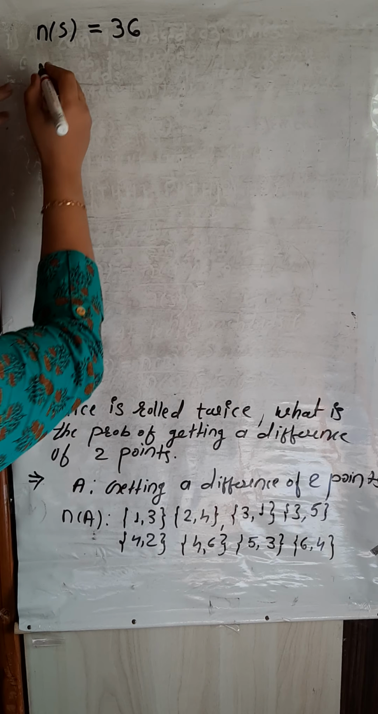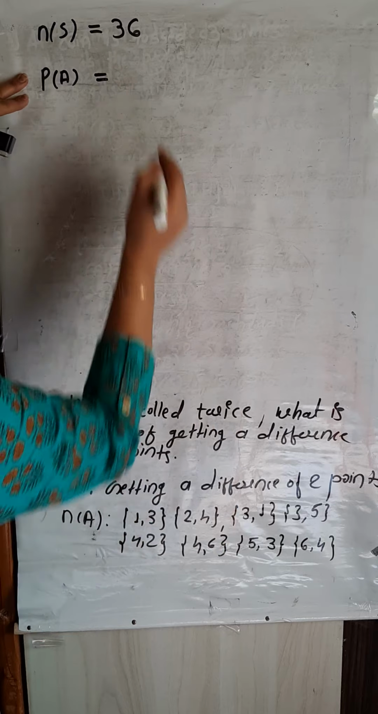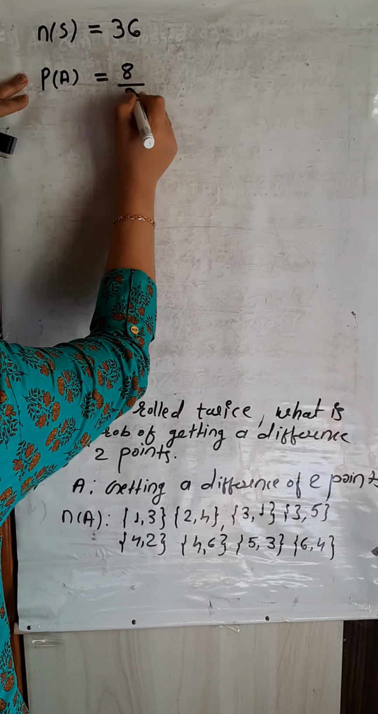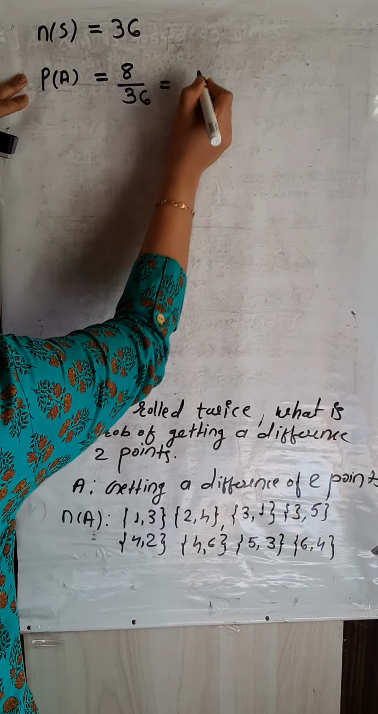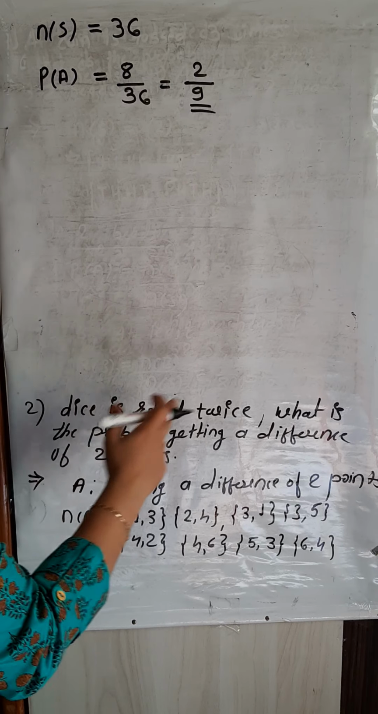So what is the probability of event A? Probability of event A is these 8 outcomes divided by this 36. If we divide it by 4, we will get 2 by 9. So this is the answer of this question when dice is rolled twice.